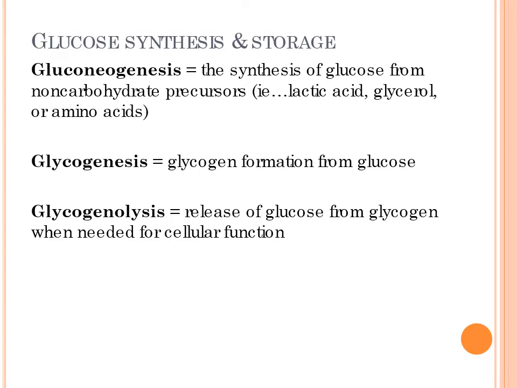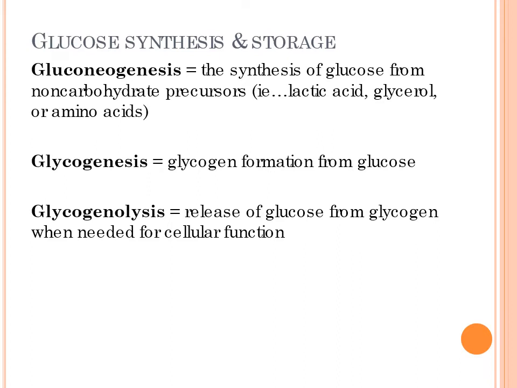So that is the end of our discussion on the breaking down, or catabolic reaction, of glucose. So we're going to talk about glucose synthesis and the storage of glucose. Some vocabulary to start. Gluconeogenesis. Neo means new, so it is the synthesis of new glucose. And we make this from lactic acid, glycerol, or amino acids.